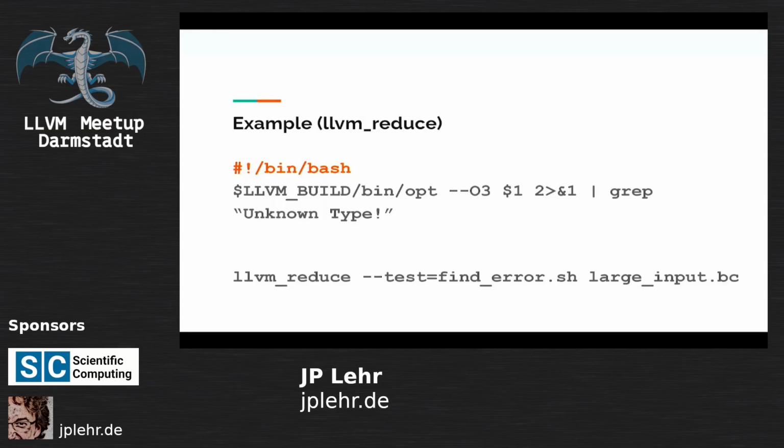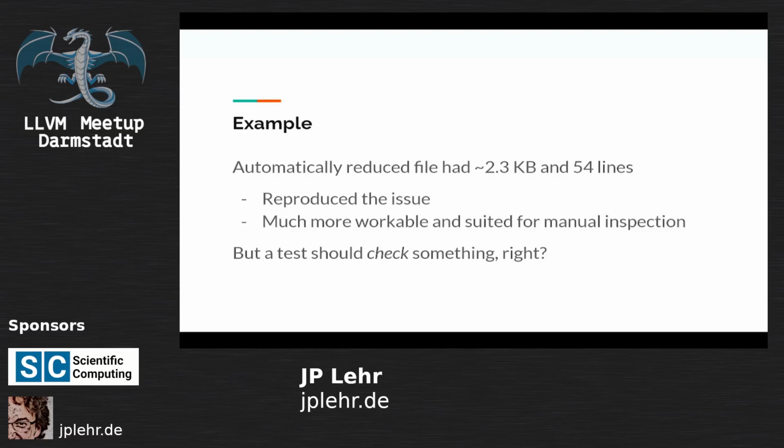But once you have all of these things, then I could just do llvm-reduce with the test script find-error.sh and this large input.bc. And it took about a couple of minutes, maybe 2 or 3 maximum, on a beefy machine. Have to admit that, beefy machine. And it came up with a reduced file that had about 2.3 kilobytes and 54 lines of IR. So that's kind of workable. That still reproduced the issue, and it's actually suited for manual inspection. So from multiple hundred thousands of lines down to this.